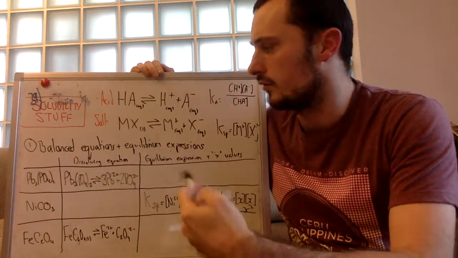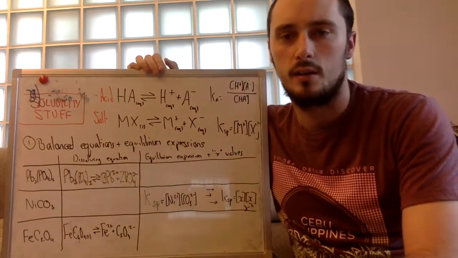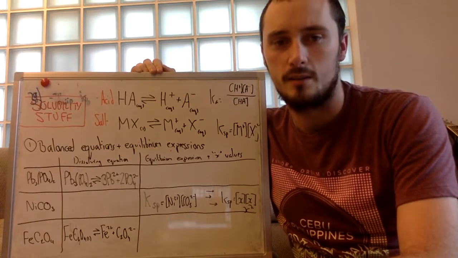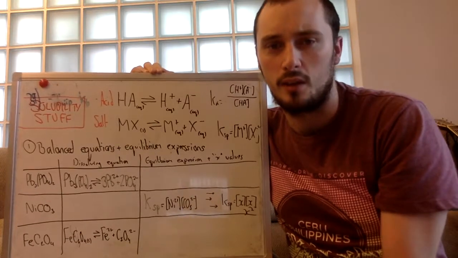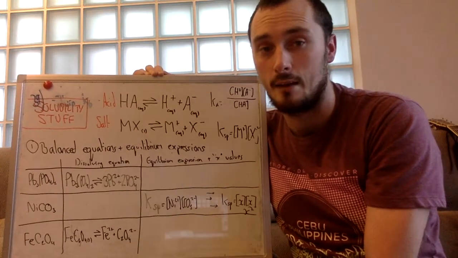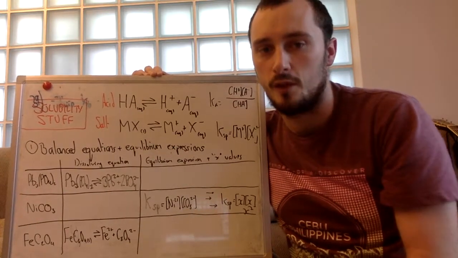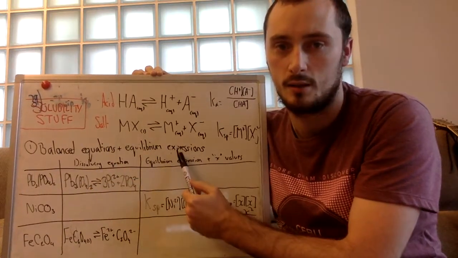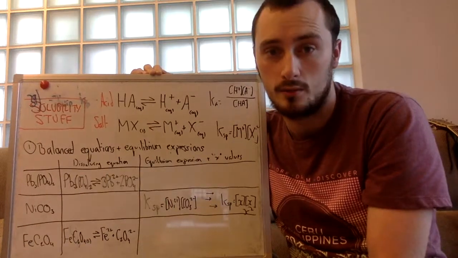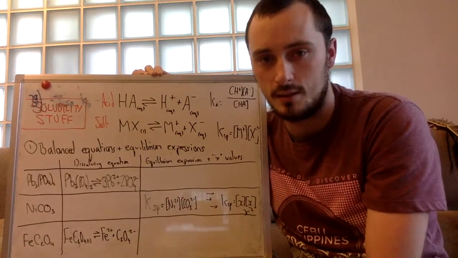Hey guys, so this is my first of a series of videos on solubility and solubility products, aka solubility stuff. Now, there's 4 or 5 main things you need to be able to do in the AP exam regarding solubility. The first of it is writing balanced equations and using equilibrium expressions for dissolving substances, dissolving ionic substances.